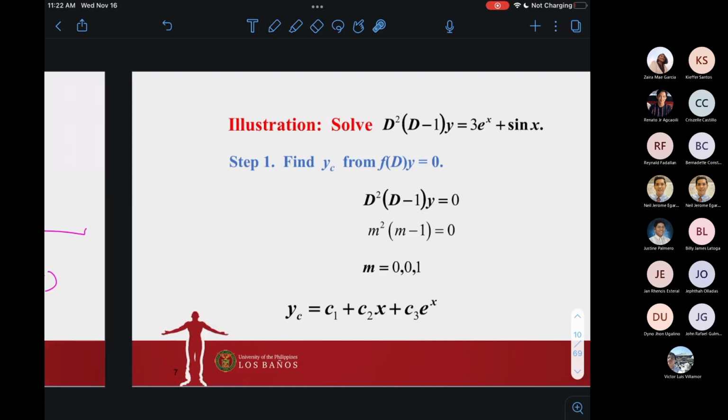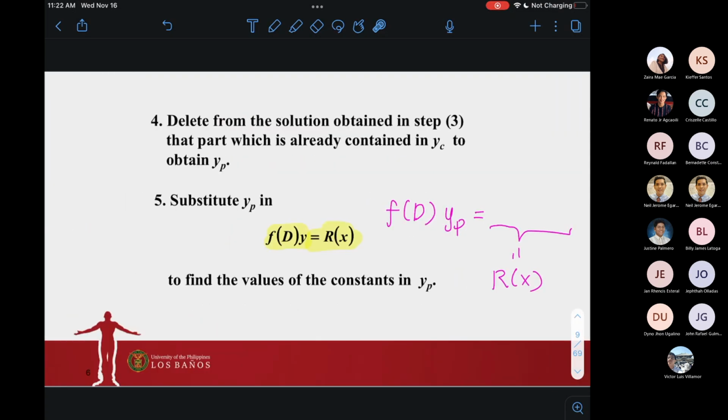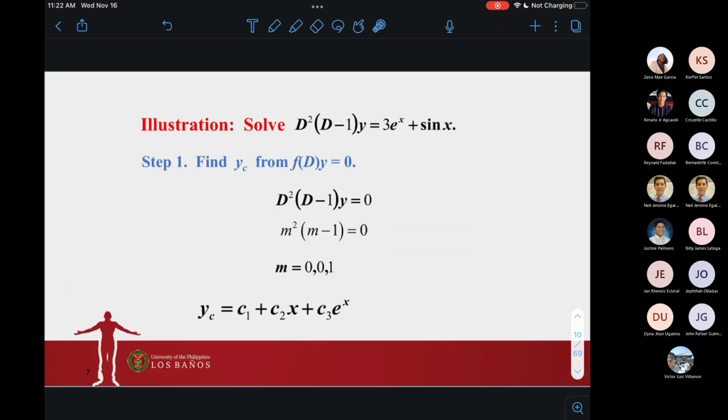Right? Pero yun yung basically, yun yung 5 steps na kailangan natin gawin to solve a non-homogeneous GLDE. At talagang mas matrabaho mag-solve ng non-homogeneous GLDE kaysa sa isang homogeneous GLDE. Yun yung gagawin natin on Friday. Okay? Any questions?